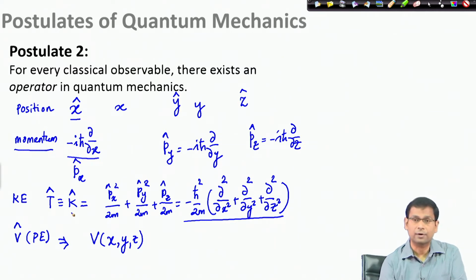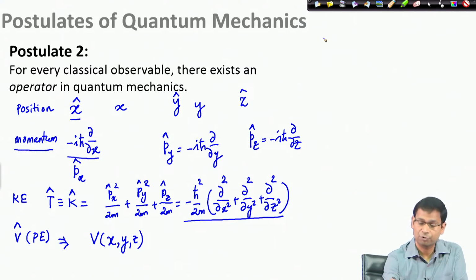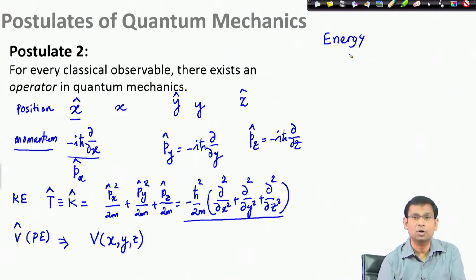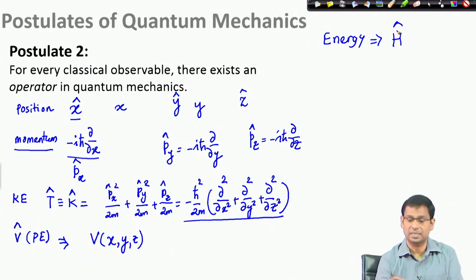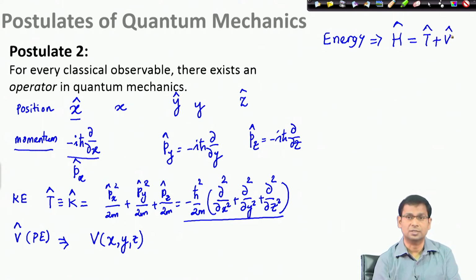So, the total energy operator, if we want to obtain the total energy E, if the observable is total energy E, the quantum mechanical operator corresponding to this energy is called the Hamiltonian, which is given as H hat. The Hamiltonian has a kinetic energy term plus a potential energy term.